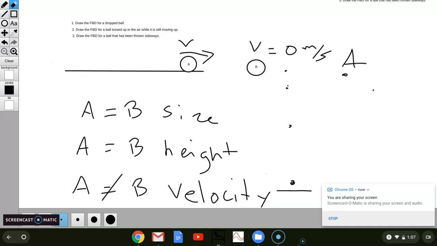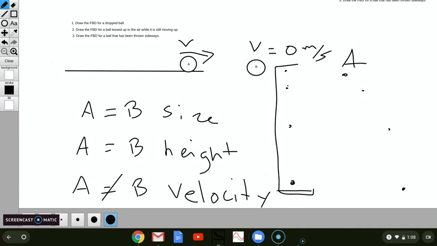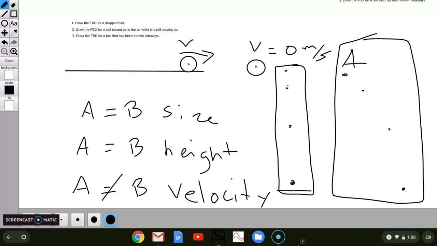Excuse me, I drew that a little too far. Try that again. And let me see if I can clear this. There we go. Try it right there. Okay, so this is what object A would look like right here. So object B would look like this, and object A's would look like this.